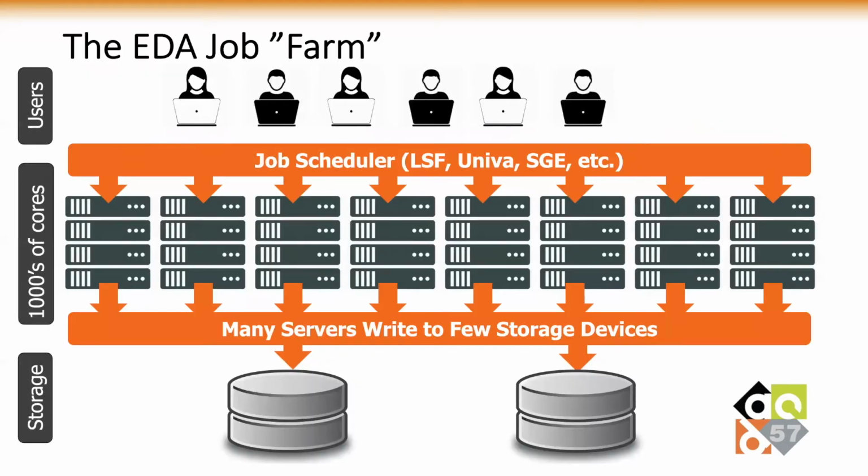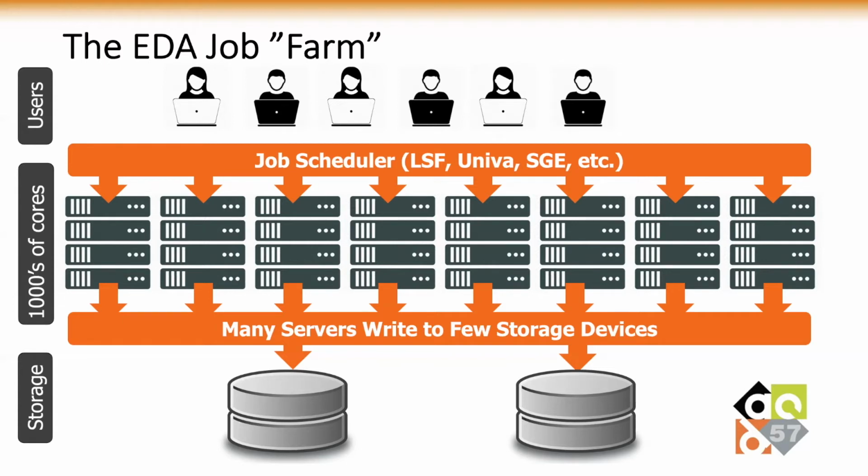This is a picture of an EDA farm, or an EDA factory or grid, as you may call it. Essentially, users submit jobs to a job scheduler like LSF or Univa or something similar, which then submits the jobs to one of the thousands of cores that are available in the compute grid. And these compute cores then read and write to relatively few devices.